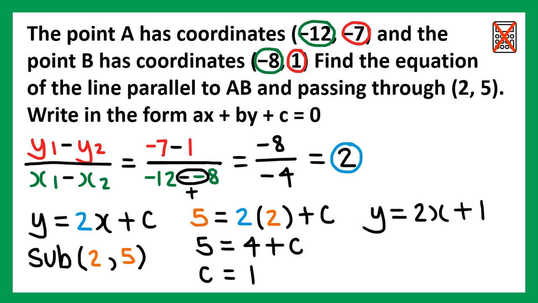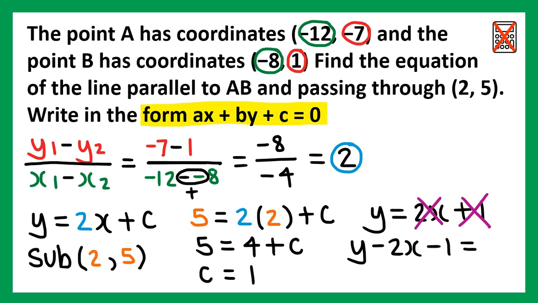Since I need to write the equation of the line in the form ax plus by plus c equals 0, I can subtract 2x and add 9 to both sides to leave me with y minus 2x plus 9 is equal to 0. If I subtracted y from both sides instead, I would have had 0 is equal to 2x minus 9 subtract y. Either of these answers are correct and would get you full marks.